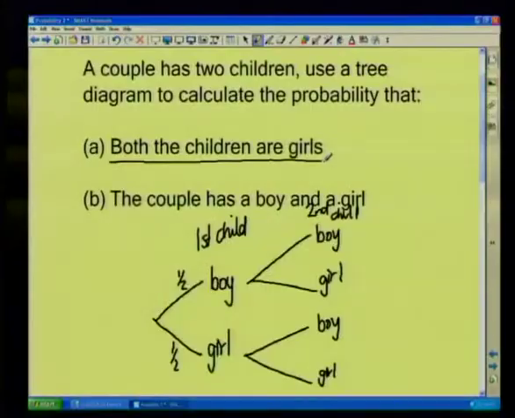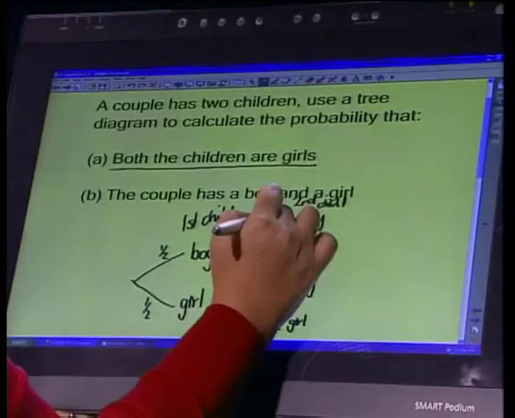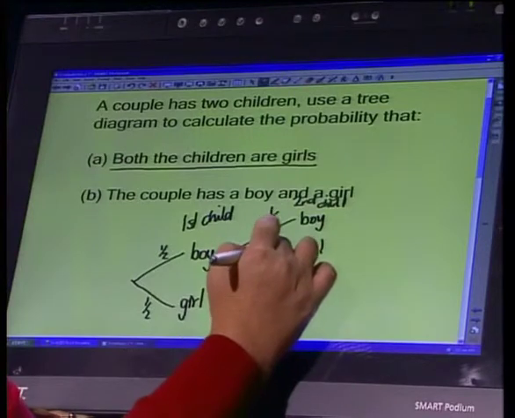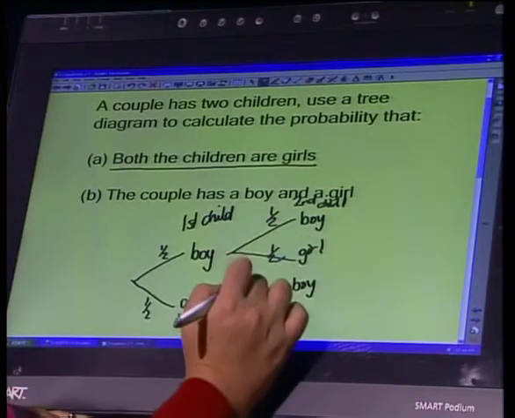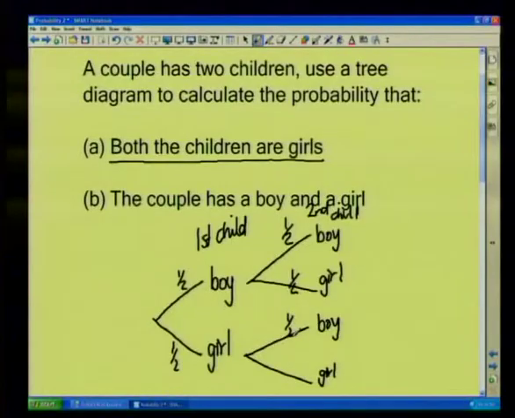Obviously, if I had 3 children, I'd have a lot more different possible combinations. But we're just focusing on 2 children at the moment. So it says, what is the probability that both children are girls? Okay, now I have got half a chance here and another half a chance there. Another half a chance there, another half a chance there.